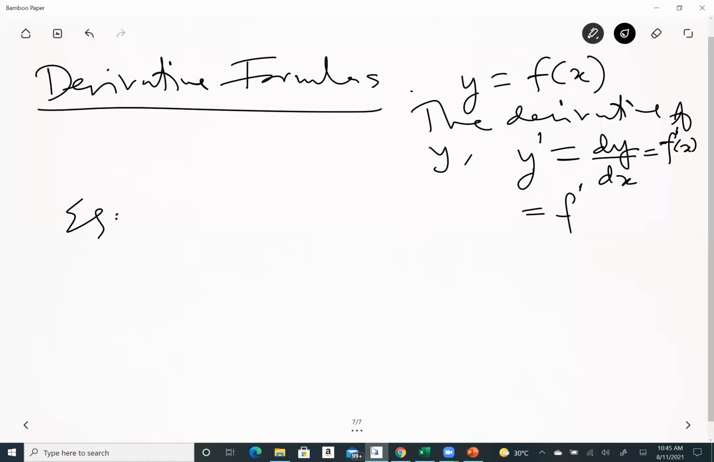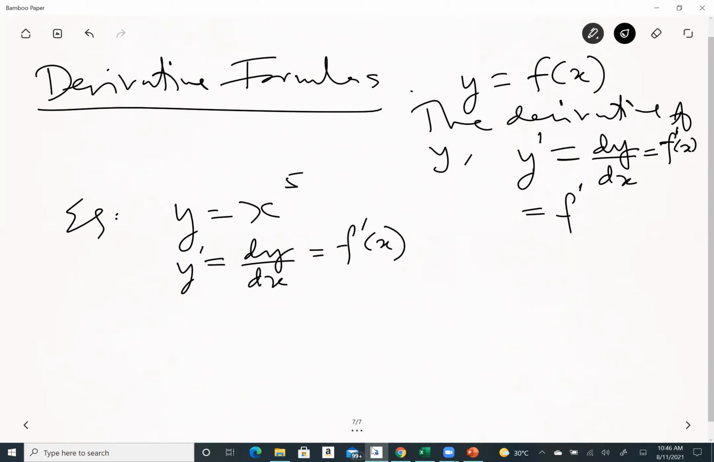Example, if I have y equal to x to the power of 5. Now what is the derivative? Y prime, or I can use f prime of x. You can write only one, okay? I write here a few of them just to be familiar with the different notation. Equal to what? You bring down the power, multiplied by x to the power reduced by 1. So x to the power of 4.